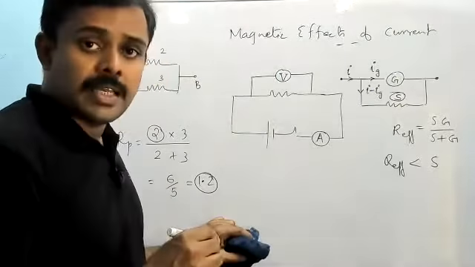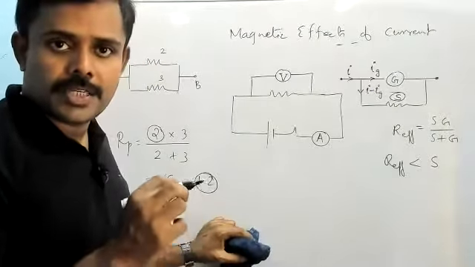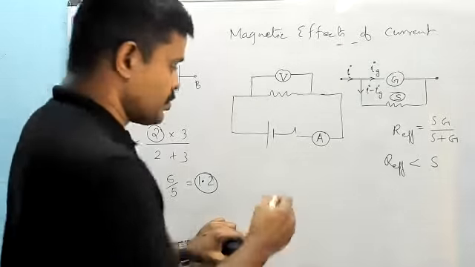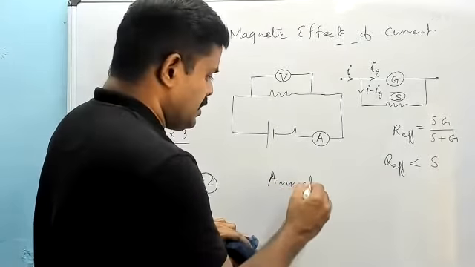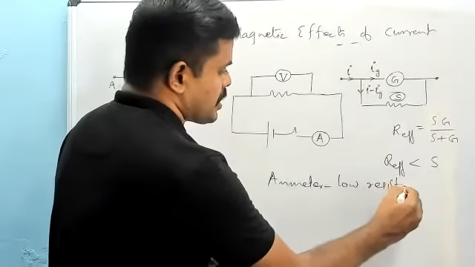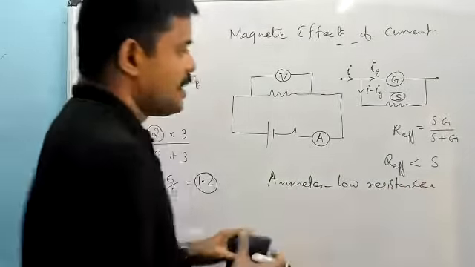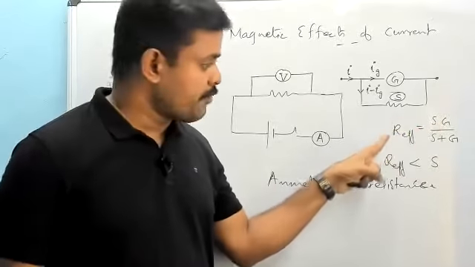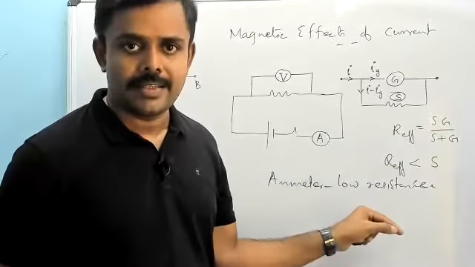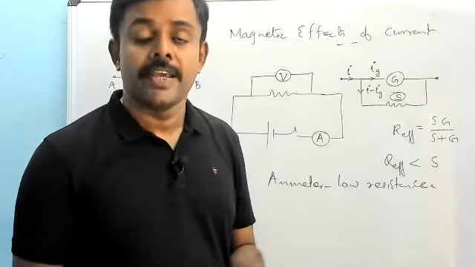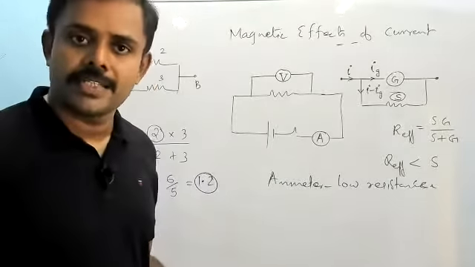So my point is, an ammeter is a low resistance equipment. Never ever forget this. Why? Look at this. Even S, the shunt resistance, is very small, so the effective resistance is less than that. So it's a very low resistance. That is why an ammeter is always connected in series.